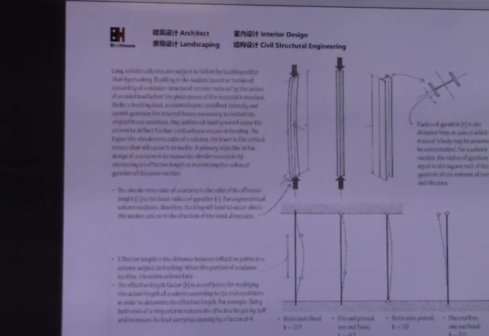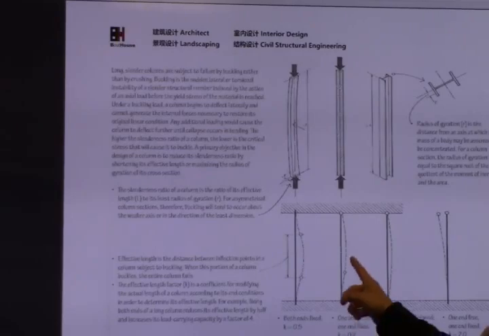With a pin connection, we cannot transfer the moment. It moves freely. And the moment connection is a fixed connection. You can see this one is a fixed connection. So almost the whole column can be used to resist the load. But with the pin connection, it will shift.